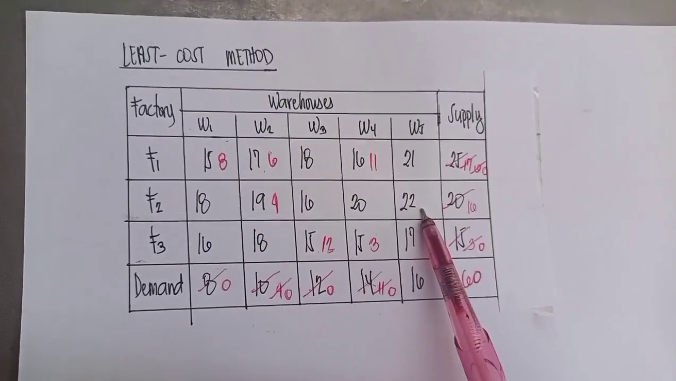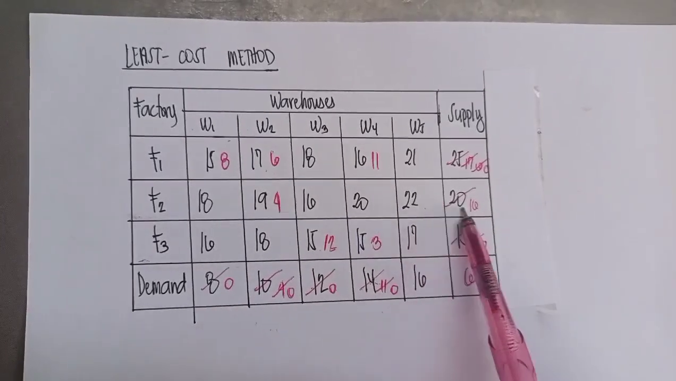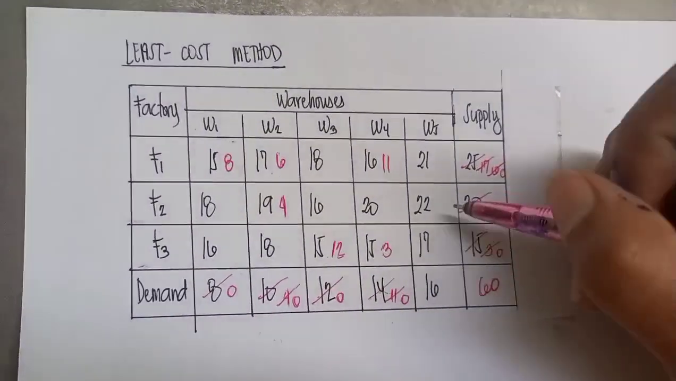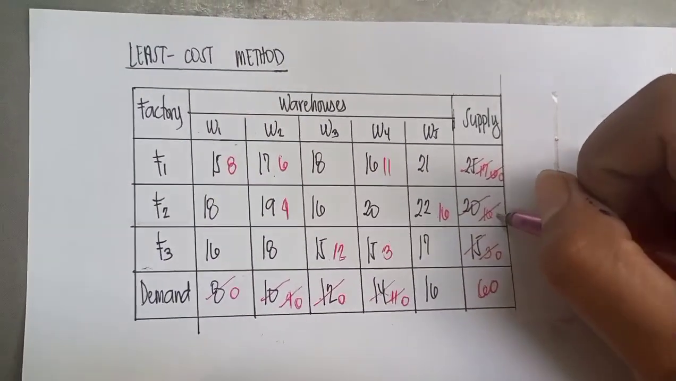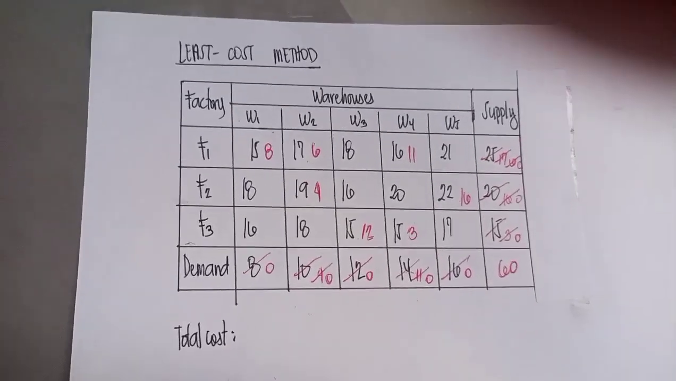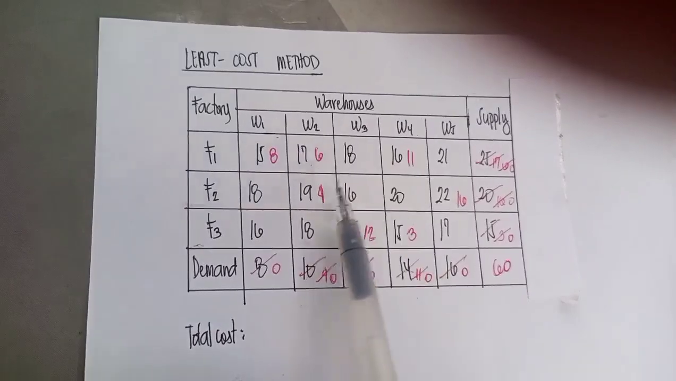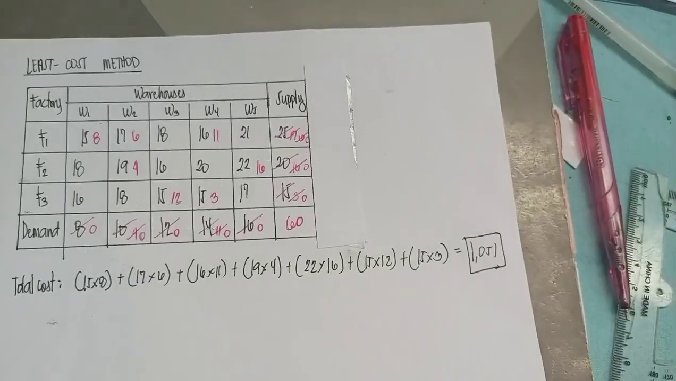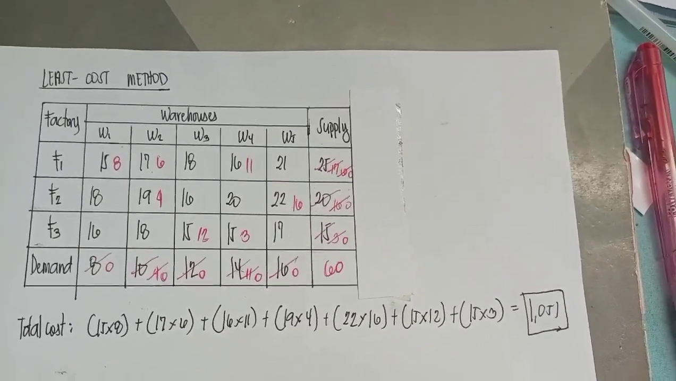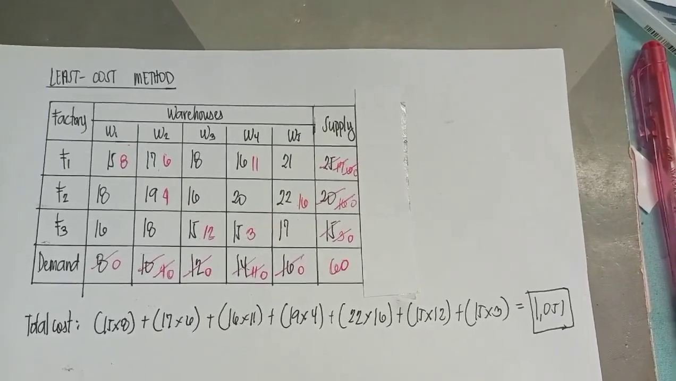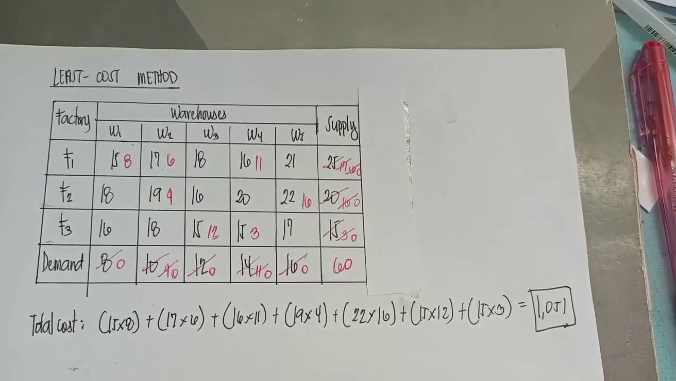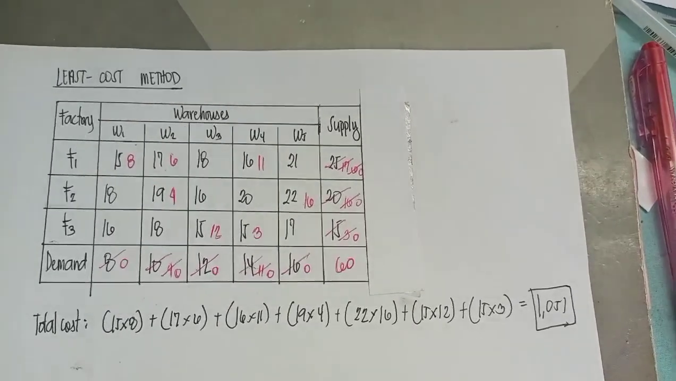The remaining supply for the cell F2W5 is 16 and the demand is also 16. So if we assign 16 to the cell, both the demand and supply of all the sources and the regions get saturated. The total cost can be calculated by multiplying the assigned quantity with the concerned cost of the cell. Therefore, 15 times 8 plus 17 times 6 plus 16 times 11 plus 19 times 4 plus 22 times 16 plus 15 times 12 plus 15 times 3 is equal to 1051, which is lesser cost than the northwest corner method.